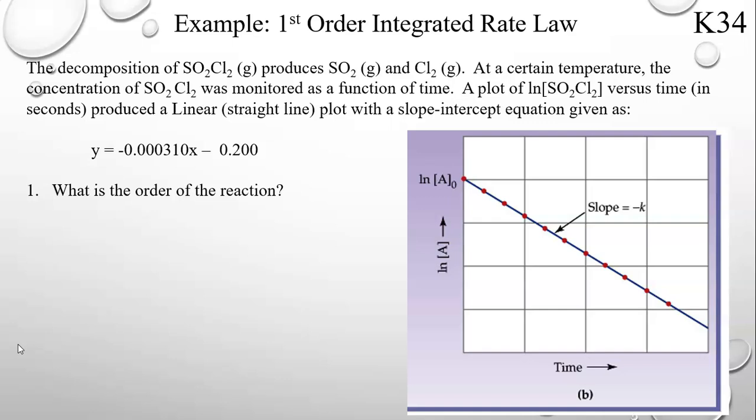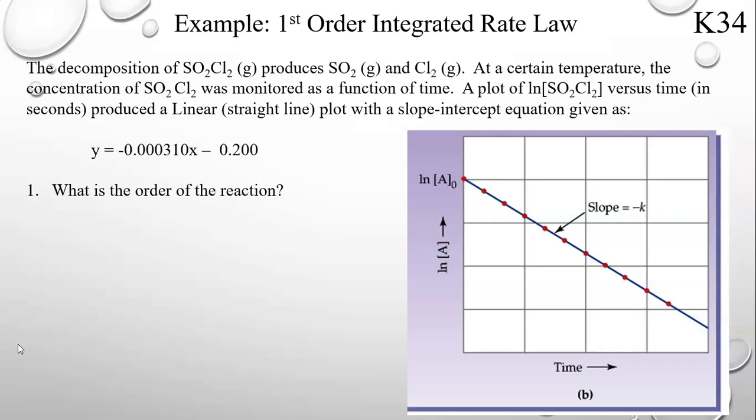A plot of the natural log of the concentration of SO2Cl2 versus time in seconds produced a linear straight line plot with a slope-intercept equation given as y equals negative 0.000301x minus 0.200. What is the order of the reaction? So think about that. What's the order of this reaction?